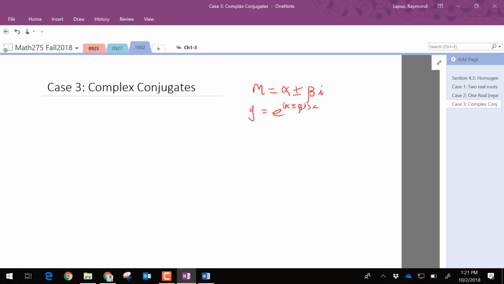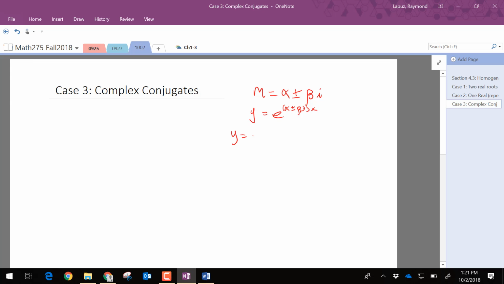So it seems like we can think about this as having 2 solutions. One solution is y is equal to e to the alpha plus beta i, and e to the alpha minus beta i. And it turns out that we can rewrite this as e to the alpha times e to the beta i, or e to the alpha times e to the minus beta i. Oh, I forgot my x's.